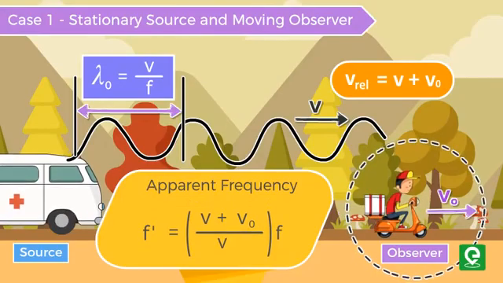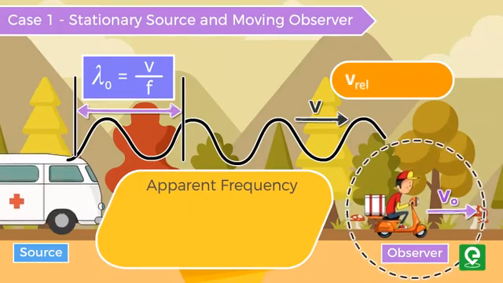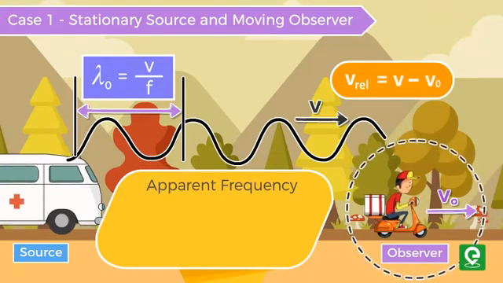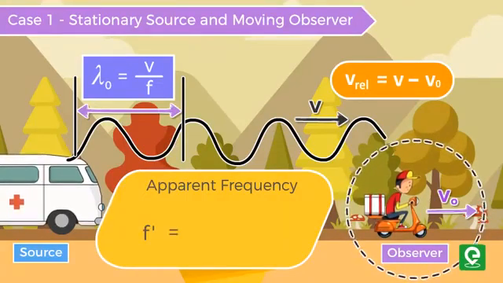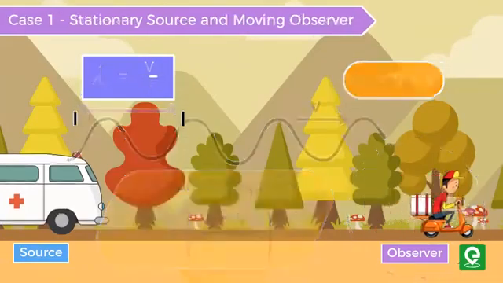Similarly, if the observer is moving away from the source with velocity v naught, then the relative velocity of sound will be equal to v minus v naught, and the apparent frequency heard by the observer, f dash, is equal to (v minus v naught) whole divided by v, into f.